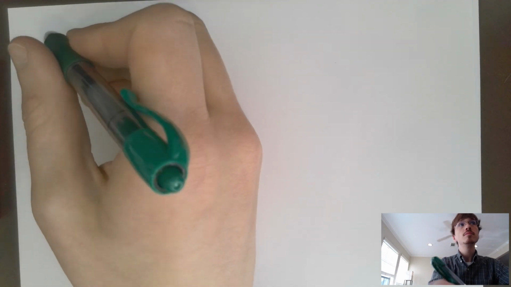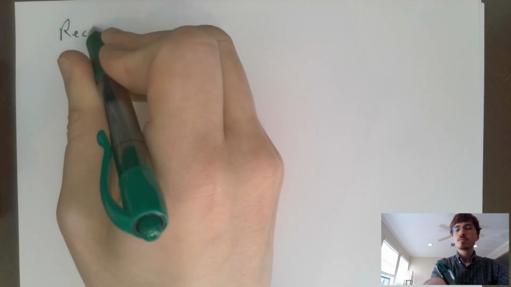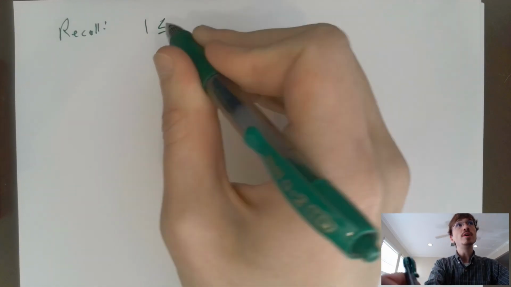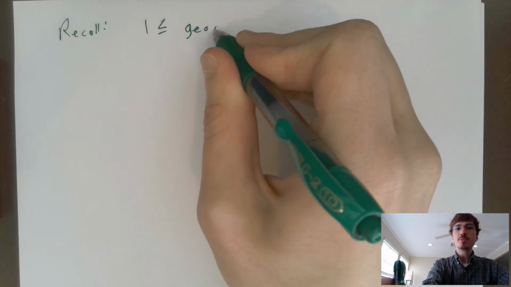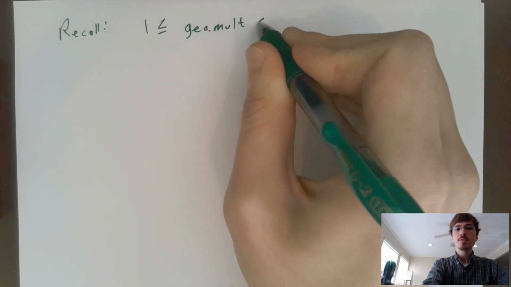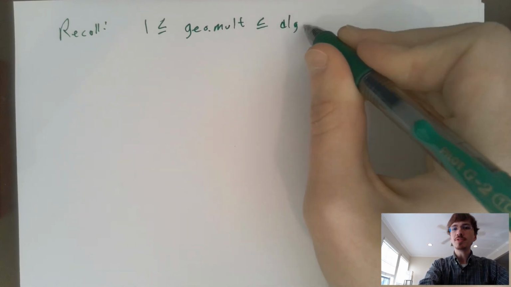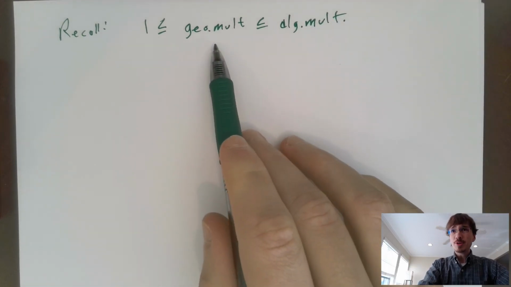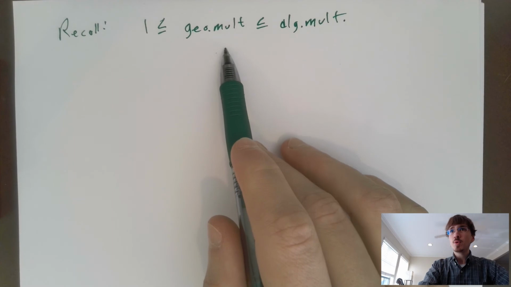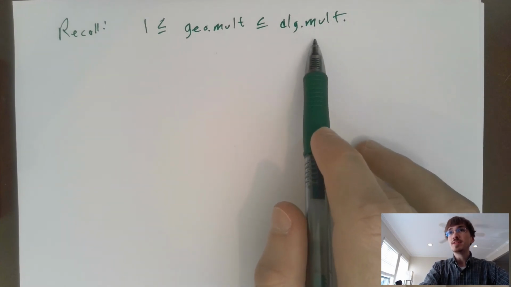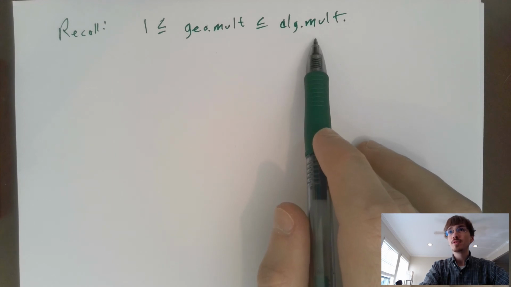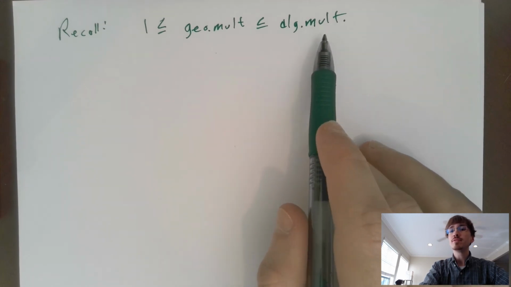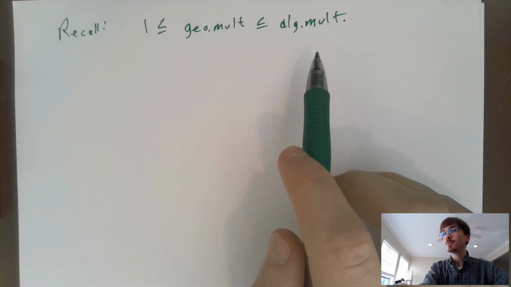Let's recall now that 1 is always less than or equal to the geometric multiplicity, and that's always less than or equal to the algebraic multiplicity of any eigenvalue. And let's recall again just the words. The geometric multiplicity is the dimension of the eigenspace corresponding to lambda, and the algebraic multiplicity is the multiplicity of lambda as a root of the characteristic polynomial.